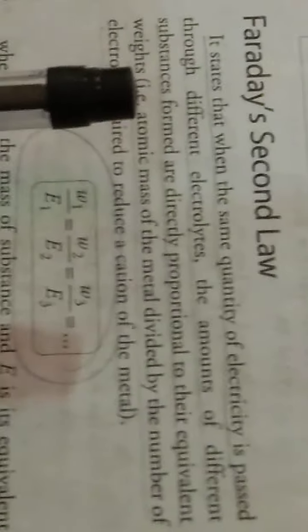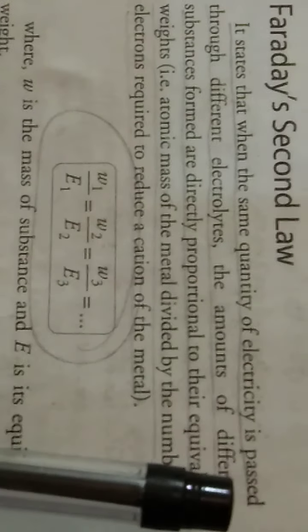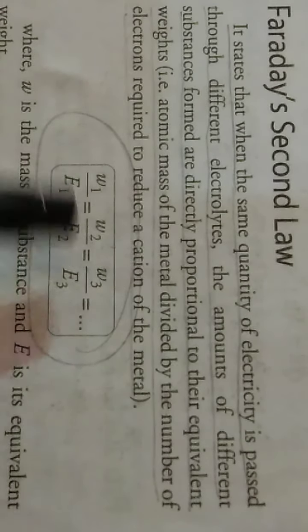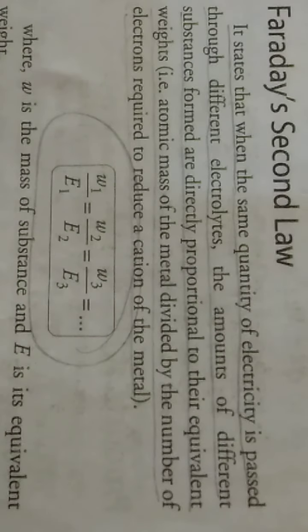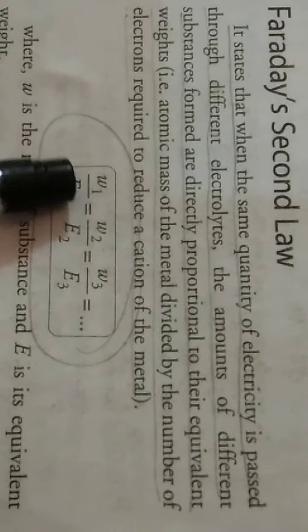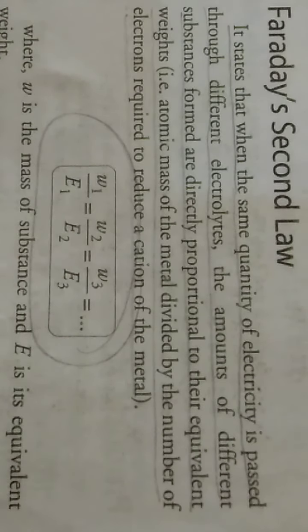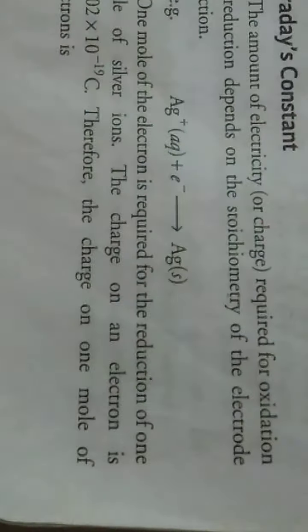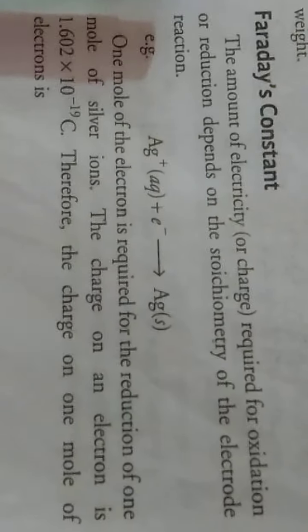These are for different electrolytes, children. The different masses of substance deposited will be equal to W1 upon E1, okay, where W is the mass of substance and E is the equivalent weight. So that's what it is. Now children, we will be doing Faraday's constant.